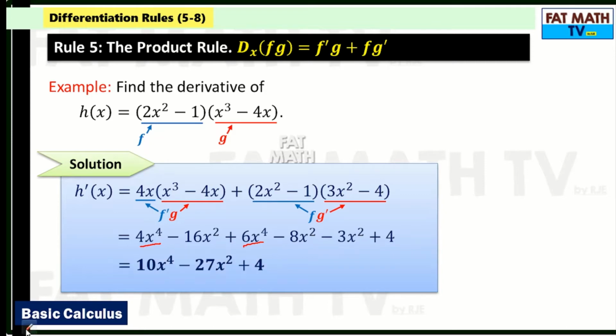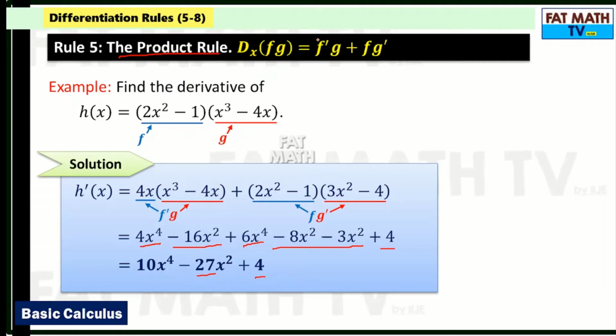And then for negative 16x squared, negative 8x squared, and negative 3x squared, that is negative 16 minus 8 is negative 24 minus 3 is negative 27x squared. And then just copy this plus 4. So the derivative of 2x squared minus 1 times x cubed minus 4x is 10x raised to 4 minus 27x squared plus 4. So in this case, we have here a product of two functions. So we apply the product rule.